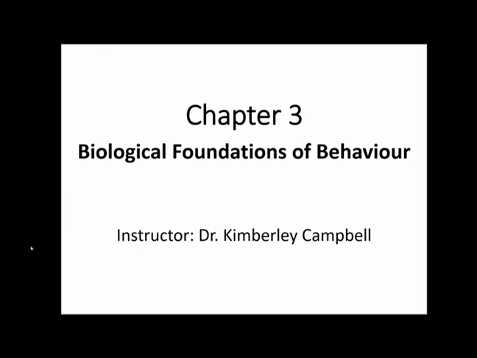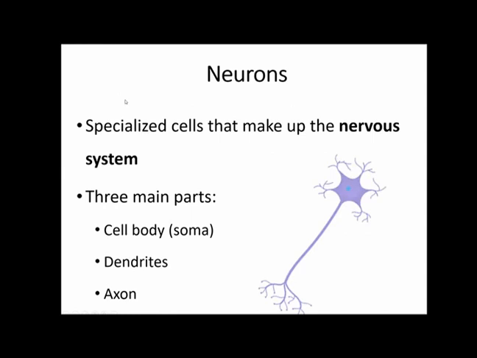Chapter 3, Biological Foundations of Behavior. So our first step is to talk about our building blocks of our nervous system, and these are our neurons. So neurons are specialized cells that make up our nervous system.